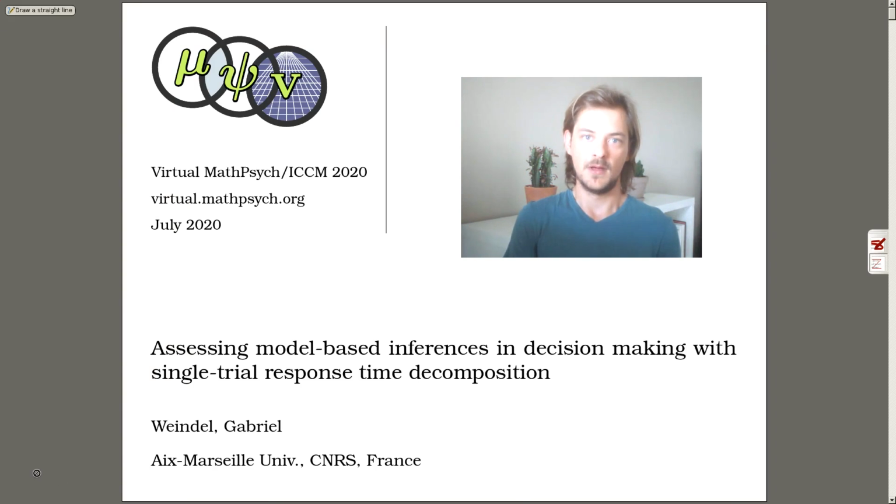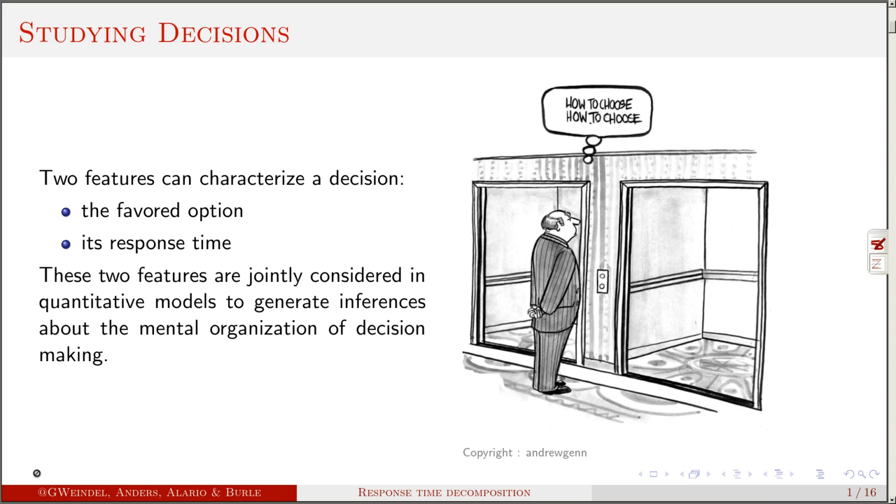The current talk will be about how we can assess model-based inferences in decision-making using single-trial response time decomposition. A decision can be described both by the favored option and the time used to make the decision, which we usually refer to as the response time. In what we call cognitive modeling of decision-making, these two features are jointly considered in a mathematical formalism to generate inferences about the mental organization of decision-making.